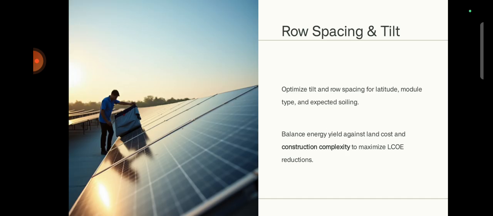Layout optimization, row spacing and tilt. Optimize tilt and row spacing for altitude, module type, and expected soiling. Balance energy yield against land cost and construction complexity to maximize LCOE reductions.